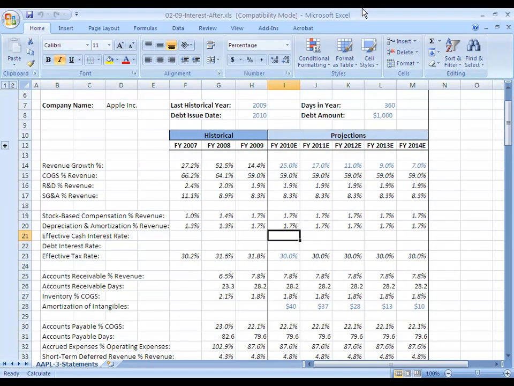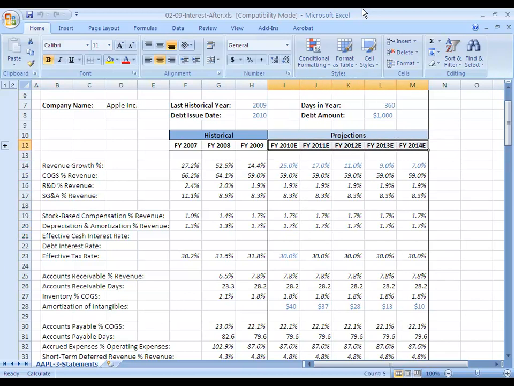In this video, we're going to conclude our three-statement projection model for Apple, and we're going to wrap up by filling in one of the last remaining items here, which is what happens in terms of the interest income and interest expense over these 5 years, from 2010 through 2014.